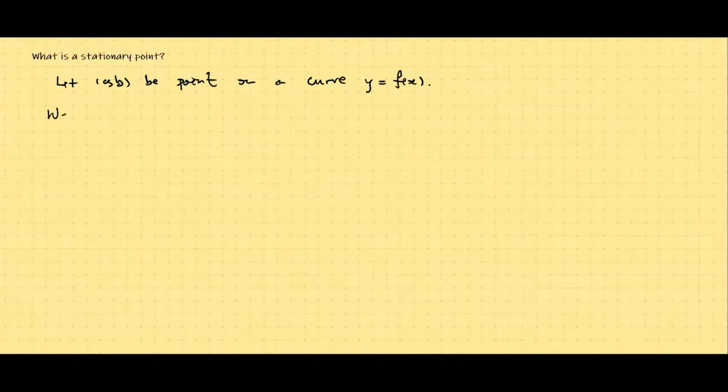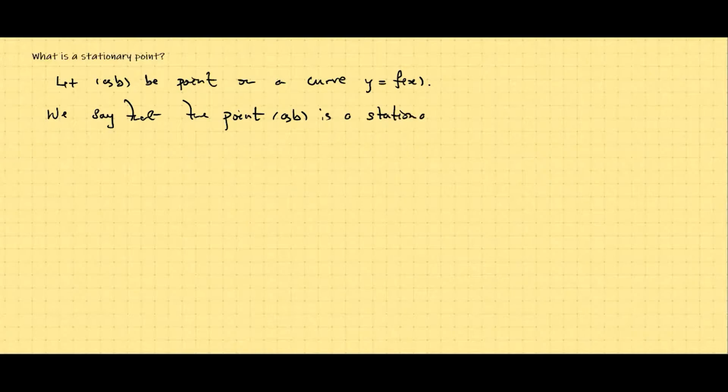Well, in a nutshell, a stationary point is a point at which the derivative of a function is actually zero. So let's write this down in mathematical language. We say, let (a, b) be a point on a curve y equals f of x. We say that the point (a, b) is a stationary point if the derivative of the curve evaluated at the point x equals a is actually zero.